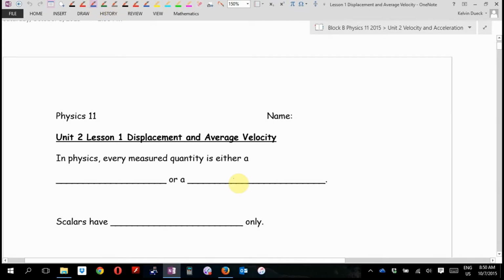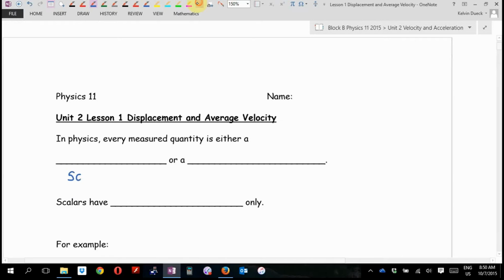Unit 2, displacement and average velocity. In physics, it turns out that every measured quantity is either a scalar or a vector. One of the things you will have to memorize, and it'll be worth it, is whether something is a scalar or a vector. In fact, anytime that I give you something new, I'm going to tell you scalar or vector.